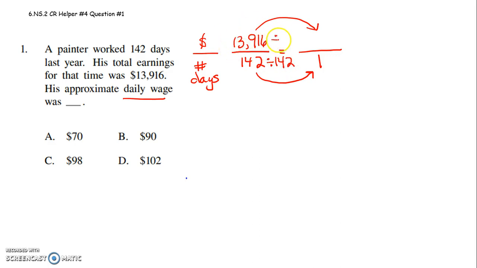What do I have to do on top? Ooh, I have to divide by 142. So that just helps me see, oh, this is a division problem. If I have 142 days and I only care about one day, how much he makes in one day, I have to divide the total amount he makes by the number of days he worked. That will give me the money per day. All right, so we have to take 142 and divide that into 13,916.